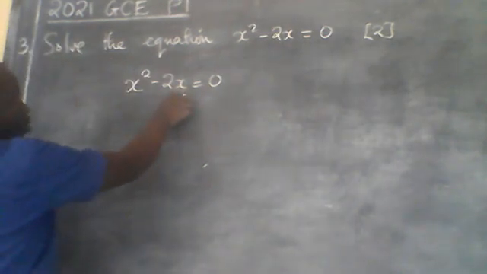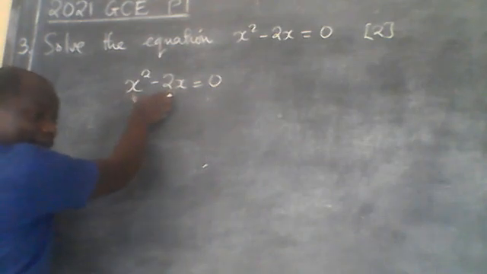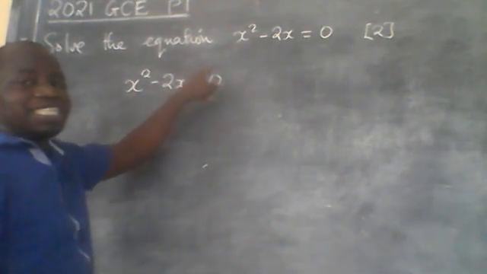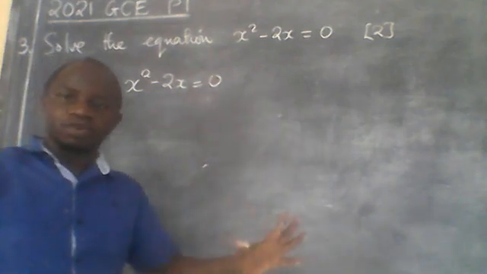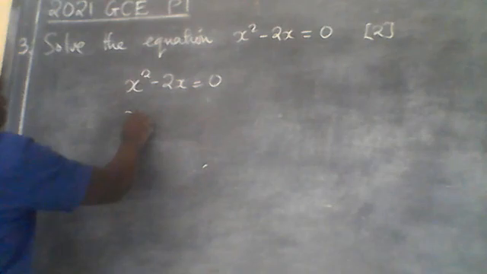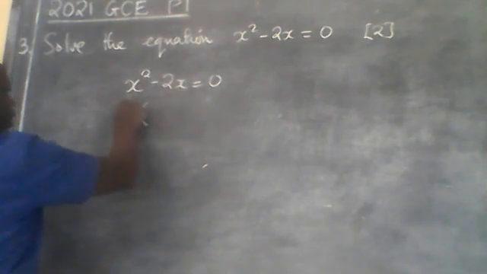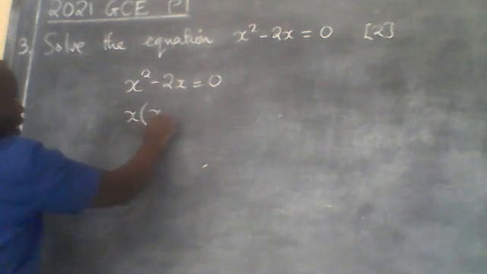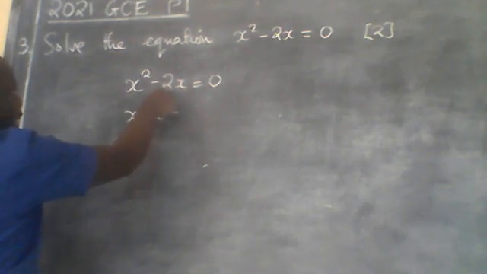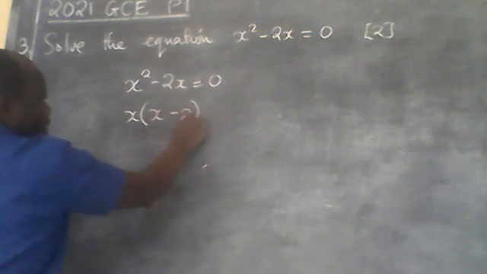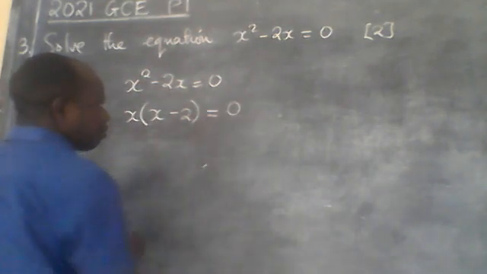Direct here. What is common? If you have got 2 terms, please get me very well. If you have 2 terms and it is equated to 0, factorize. What is common here? X. We have x there. X into x, we have 2 x's here, so we are going to remain with 1 minus this x has already been used, so we are going to remain with 2 is equal to 0.